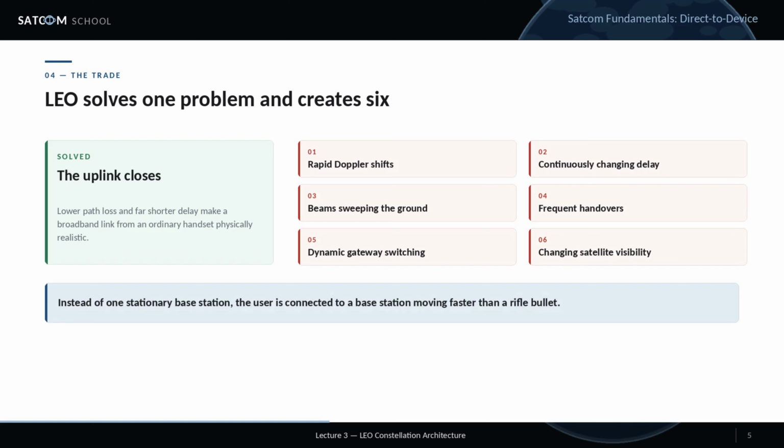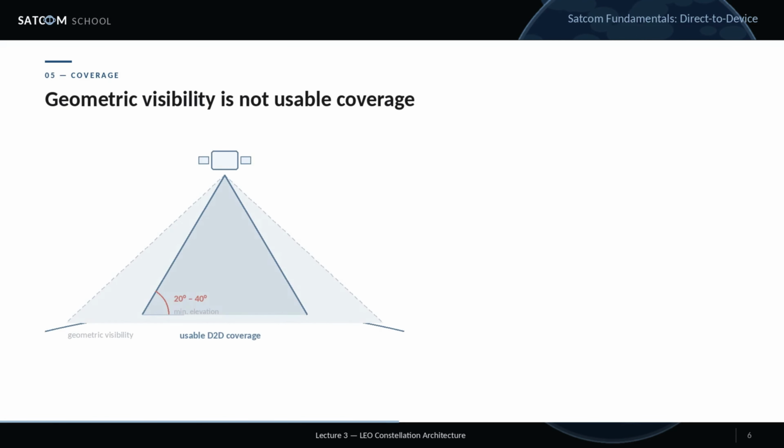A satellite there travels at 7.5 kilometers per second. It rises, crosses the sky, and sets within minutes. That motion buys you rapid Doppler shifts, continuously changing propagation delay, beams sweeping across the ground, frequent handovers, and gateway switching. Instead of one stationary base station, the user is connected to a base station moving faster than a rifle bullet. Release 17 did not remove that physics. It taught the protocols to live with it.